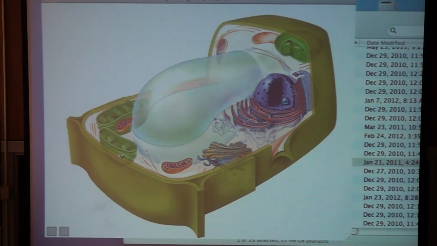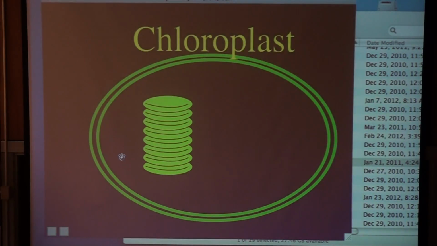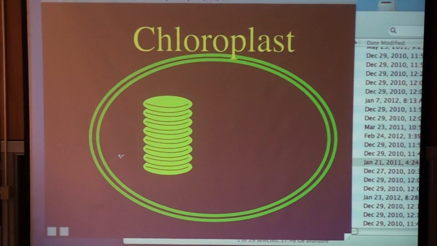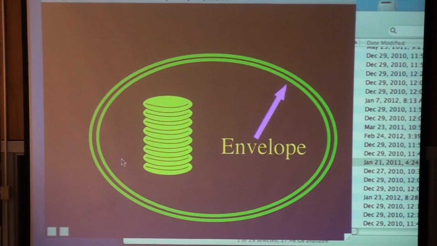Here's my computer drawing of a chloroplast. Chloroplasts are triple membrane organelles, meaning they have 3 phospholipid bilayers. The outer 2 are smooth phospholipid bilayer membranes here and here, and those are called the envelope of the chloroplast. The innermost phospholipid bilayer, the innermost membrane, is called the thylakoid membrane, and it is very highly folded. It's kind of the opposite of the smooth envelope ones.